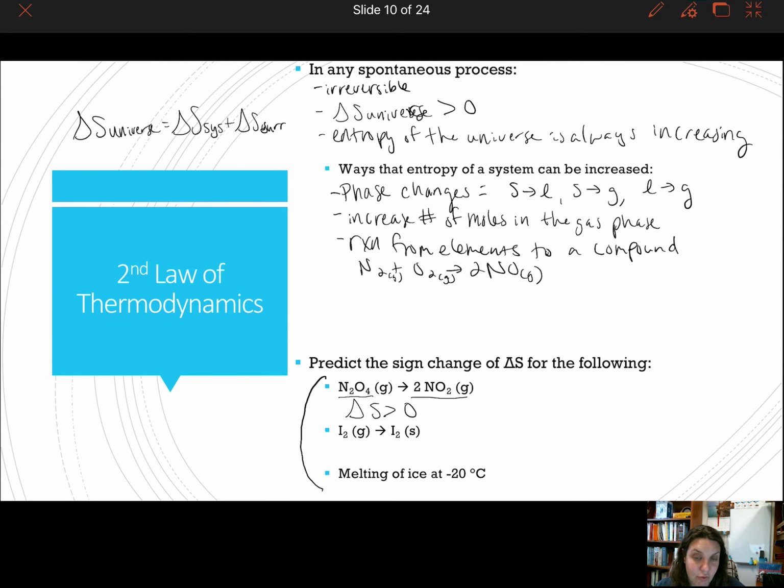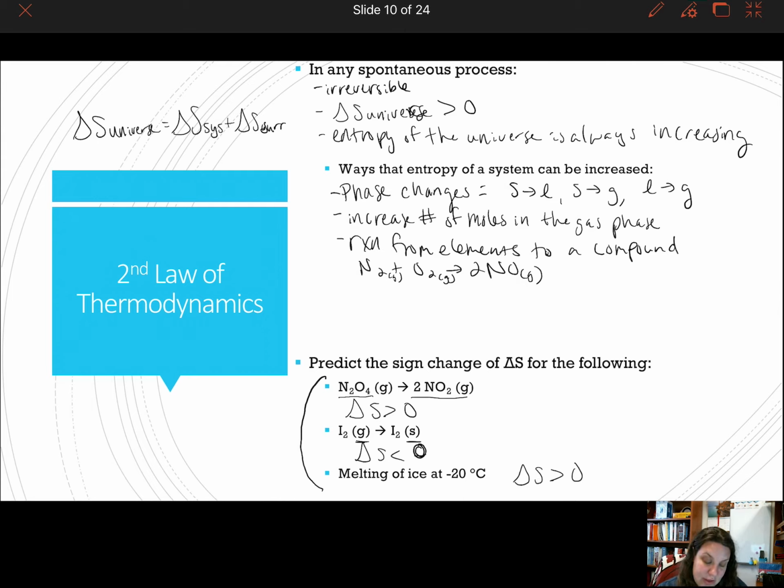I2 gas going to I2 solid. Here we're going from a gas to a solid, so we're going in the opposite direction of what entropy says we should. So this will be a delta S that is negative. Okay. And then melting of ice at negative 20 degrees Celsius. It doesn't really matter what temperature we're at. Melting of ice, going from ice to liquid, will always have a delta S that is positive, right?